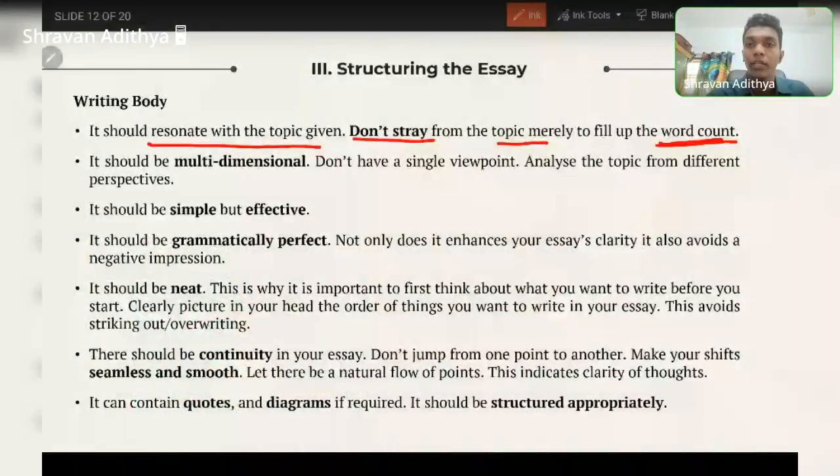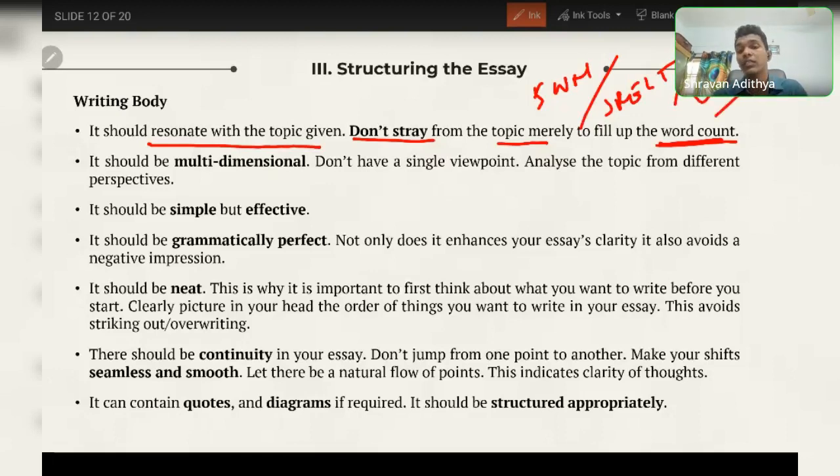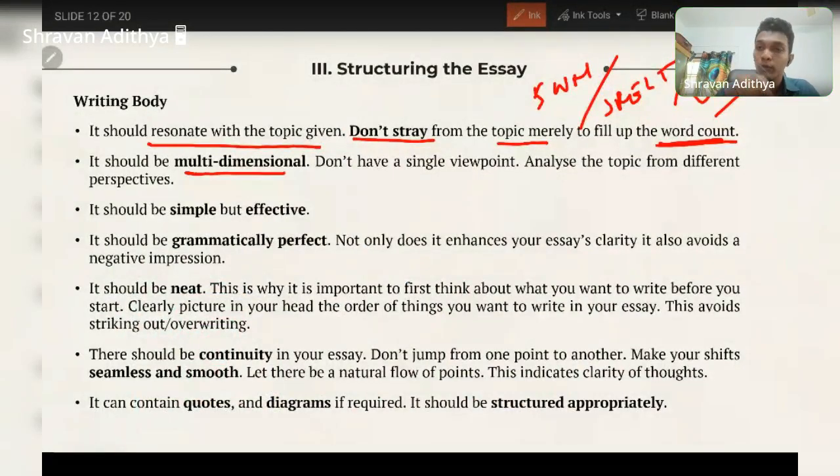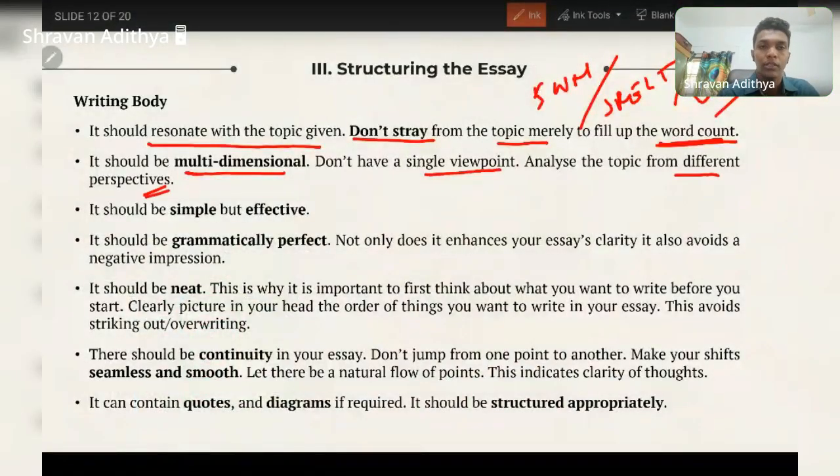And when you are following any of these approaches, like the 5WH approach or SPELT or EIC, EIPSC, you will definitely not stray away from the topic. That is why we have these kinds of approaches. We should not stray away from that. The body should be multidimensional, and all of these approaches take care of that. Do not have a single viewpoint; analyze the topic from different perspectives. For example, in SPELT, we have multiple perspectives that could help you in writing this body.